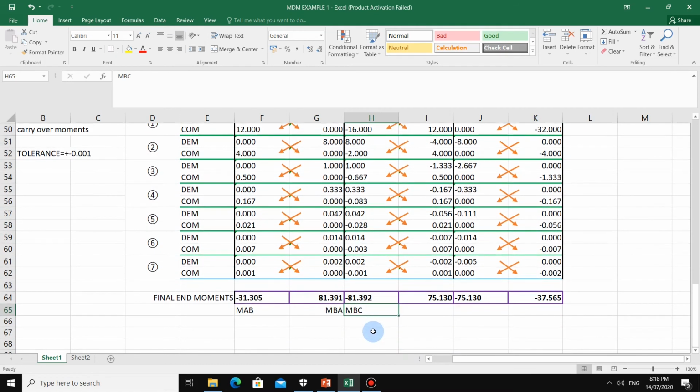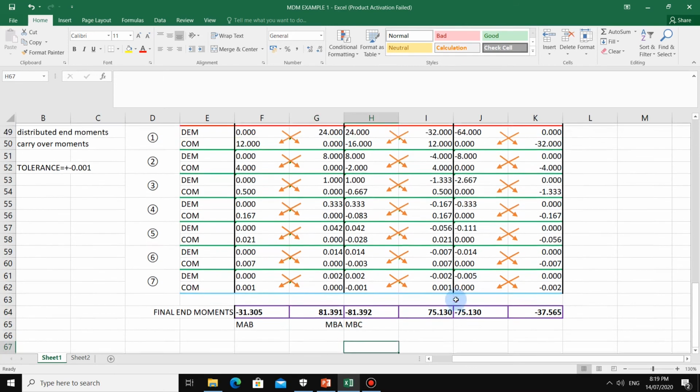Okay, so here you can check, guys, if you did it correctly. These two moments should be the same value but different in sign. Okay, because that will indicate that your joint is in equilibrium, since it is zero. Right, if you add the two moments, it should be 0. Okay, the same here, guys.